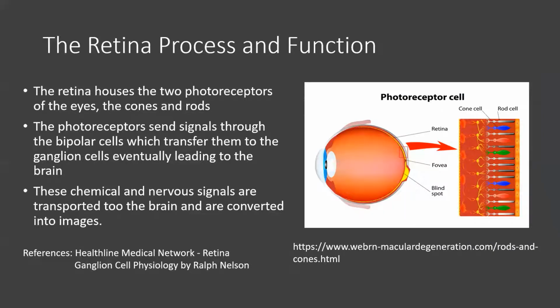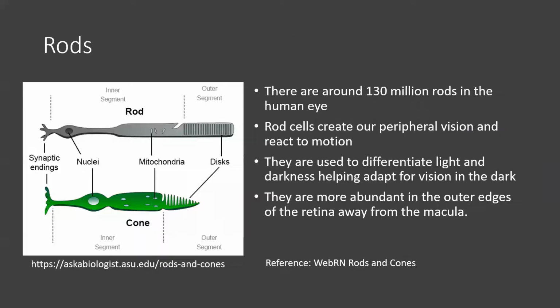So the most important part of the retina is the two photoreceptors, the cones and the rods. The retina is used basically to help transfer the light taken in to the brain, and actually it takes in the light and turns it into signals, which are eventually led to the brain. Specifically, we're going to talk about the rods and cones.